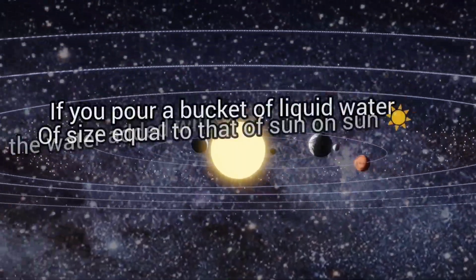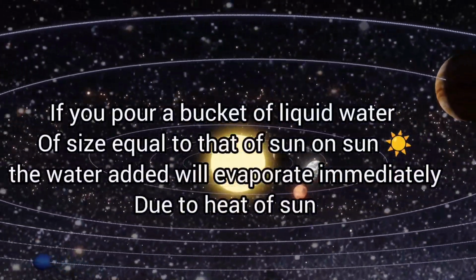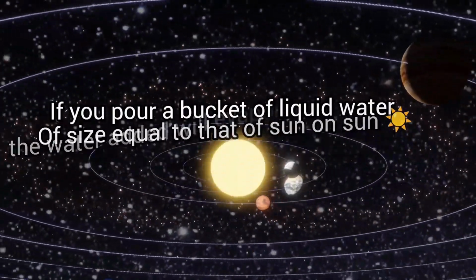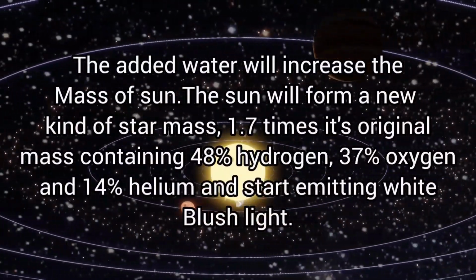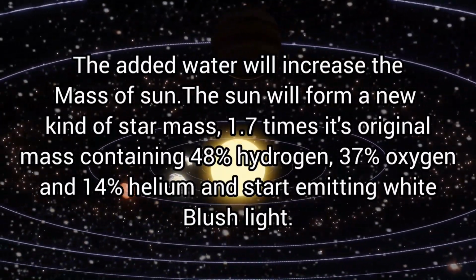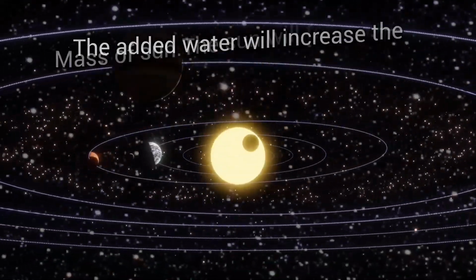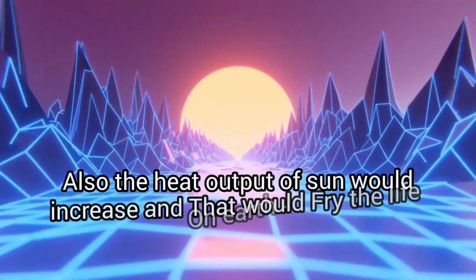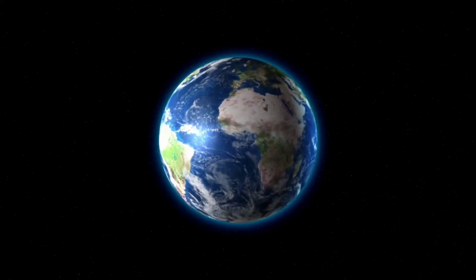If you pour a bucket of liquid water of size equal to that of the Sun on the Sun, the water added will evaporate immediately due to the heat of the Sun. The added water will increase the mass of the Sun. The Sun will form a new kind of star, with 1.7 times its original mass, containing 48% hydrogen, 37% oxygen and 14% helium, and start emitting white-bluish light. The heat output of the Sun would increase, and that would fry the life on Earth.